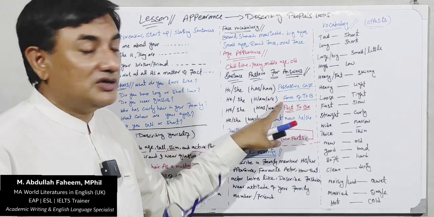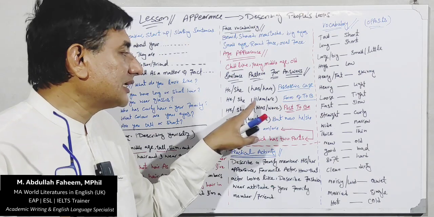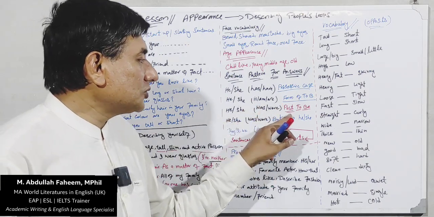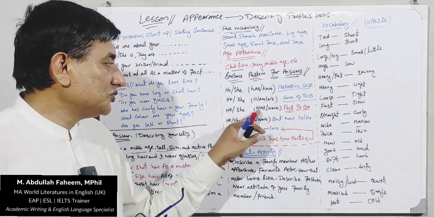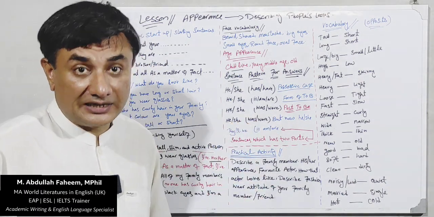And then form of to be, we have done this form of to be recently, about 3 or 4 days ago. Like he is tall, he is short. So this is how you use. And then we also use past form of to be, where we use was and were. Like he was fat, he was cunning.